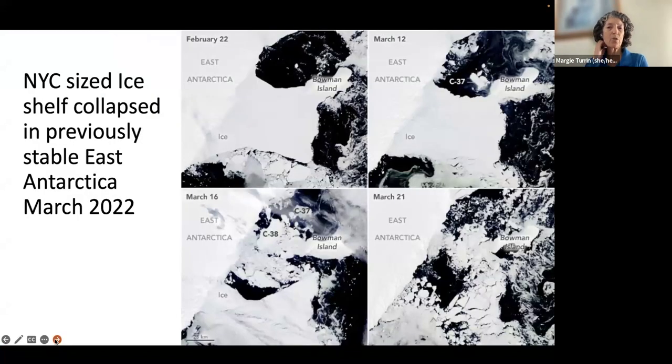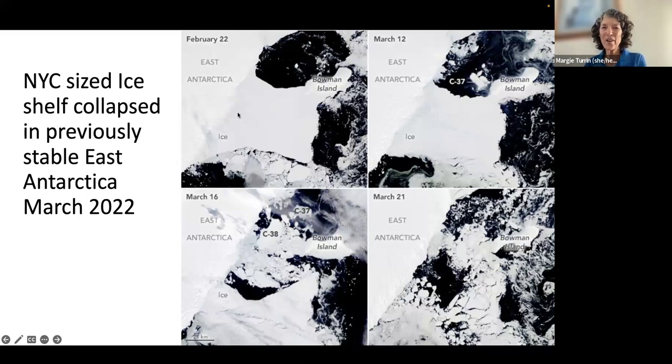But then just in 2022, we saw this ice shelf collapse over here. And you see Bowman Island. So you'll see that this collapsed between February and March 21st. That's a month, right? So this really stable section of East Antarctic ice right here on the shelf just disintegrates.